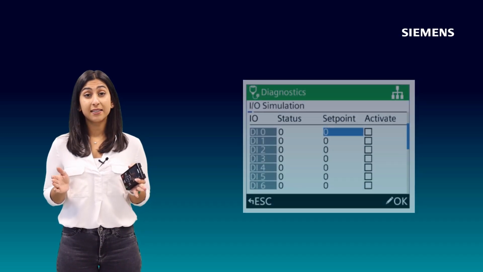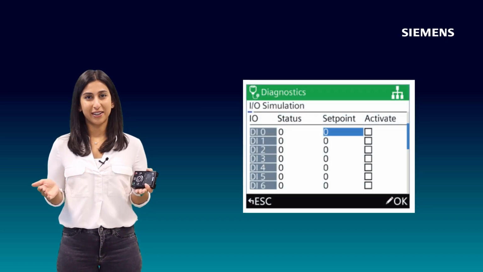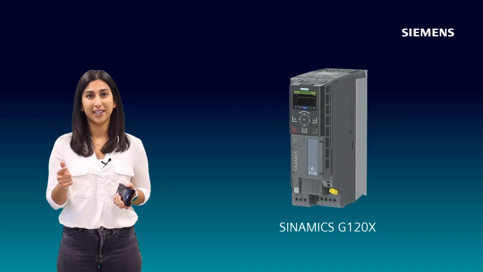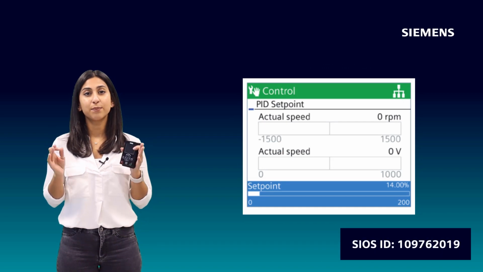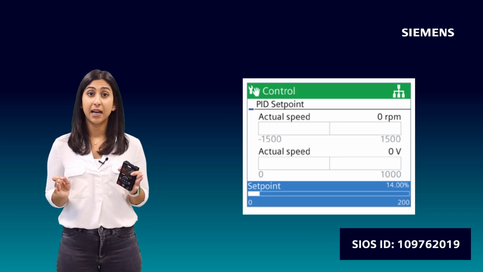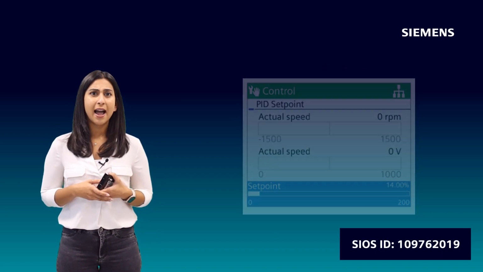We have also updated the IO simulation for a more user-friendly experience. Finally, we have a functionality specially for our G120X users. The PID hand mode supports you in setting up a precise process control by utilizing the PID controller of the converter. And that's all from my side, and now to Tobias.